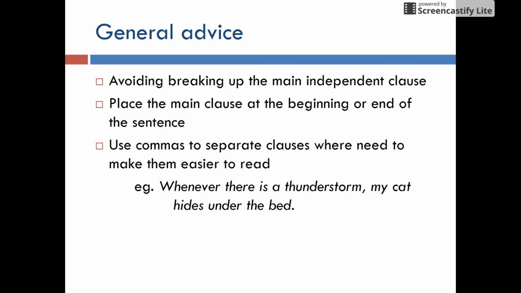And when you do add that extra information there, often a comma will help make the sentence even easier to read. For example, whenever there is a thunderstorm, my cat hides under the bed. The main idea in this sentence, the main independent clause, is my cat hides under the bed. This writer has put that main clause at the end, put the dependent clause at the beginning, but separated them with a comma for a nice pause in there to make it easy to read.